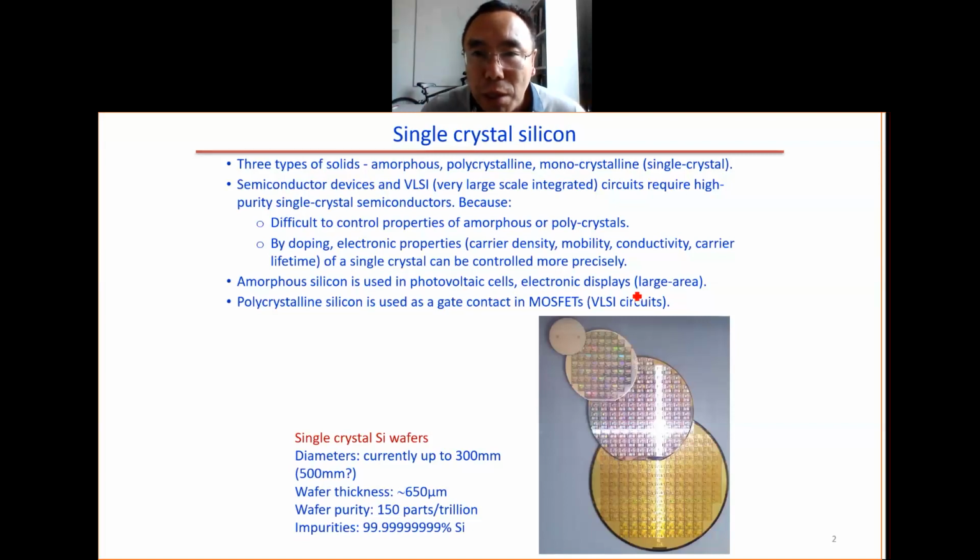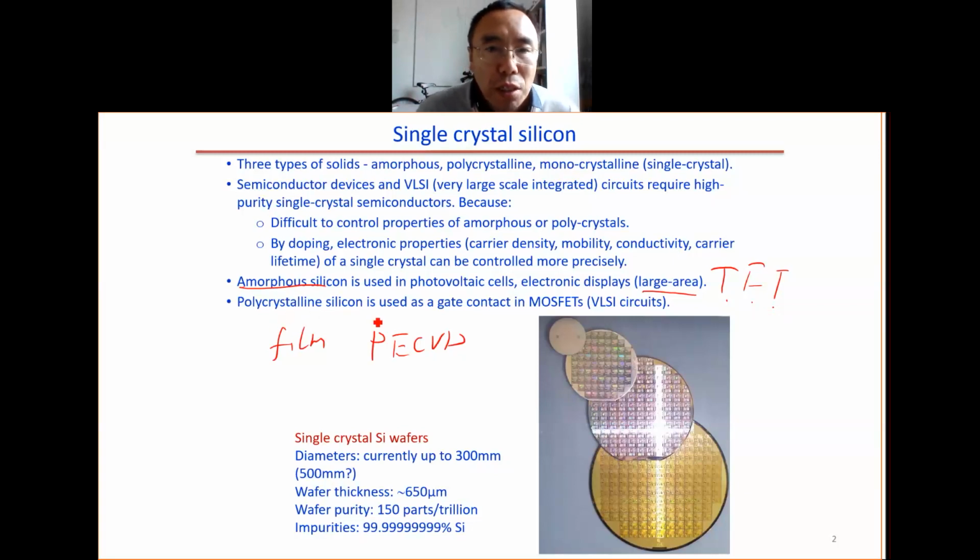For displays, we have a large area, so the amorphous silicon film can be deposited by the plasma enhanced chemical vapor deposition method. With PECVD, we can deposit over a very large surface area. So this is good for the display, to make the so-called TFT, thin film transistor.